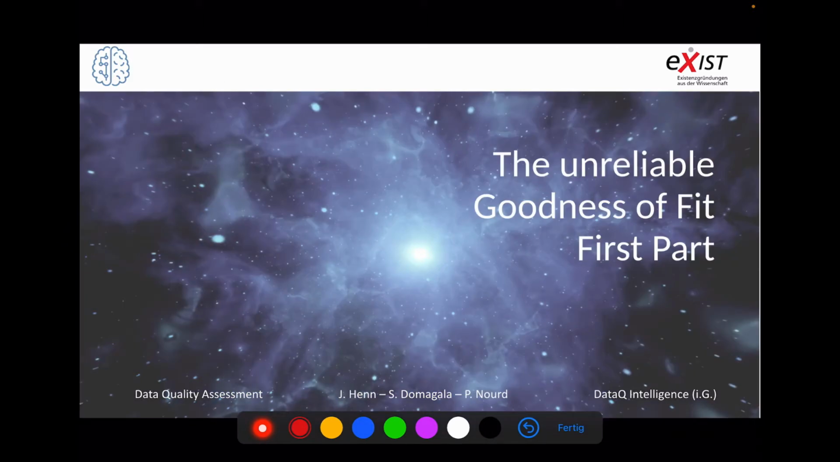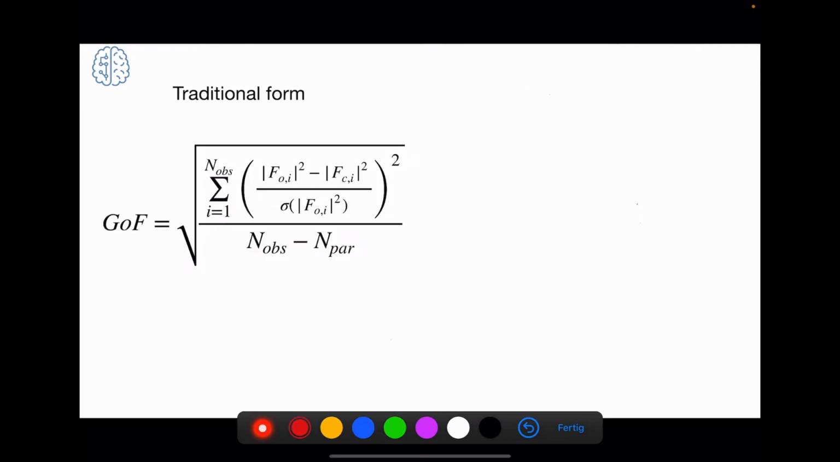The aim of this talk is to convince you that the goodness of fit is not reliable. It needs to be treated with caution and interpreted with caution.